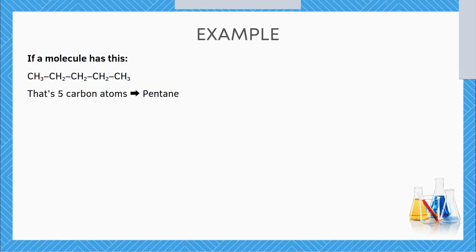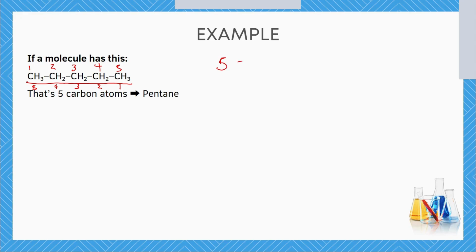Now, let's talk about this example. We have an example on the screen right now that shows a molecular structure. What do we do to name this structure? First things first, let's identify the longest continuous chain. We can start counting from the left. If we do, we have 1, 2, 3, 4, and 5 carbon atoms. If we start counting from the right, we will still have 1, 2, 3, 4, and 5 carbon atoms.